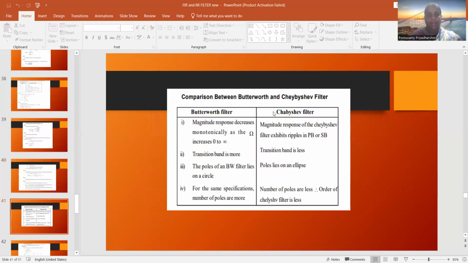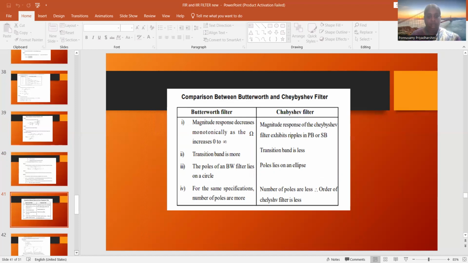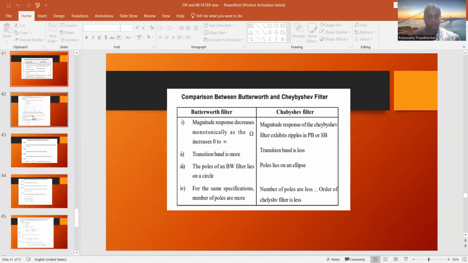So then they are comparing between Butterworth and Chebyshev filters. The Butterworth filter's magnitude response decreases monotonically, and Chebyshev exhibits ripples. In Butterworth the transition band is more, and in Chebyshev the transition band is less. The poles of the Butterworth filter lie on a circle, and the Chebyshev poles lie on an ellipse. For the same specifications, the number of poles is more for Butterworth, and the order of the Chebyshev filter is less.